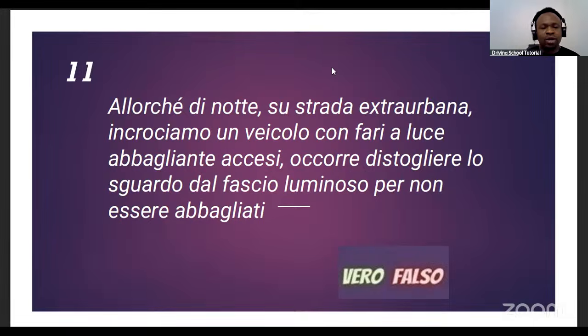It said, Allora che di notte su strada extraurbana incrociamo un veicolo con fari a luce abbagliante accesi. Occorre distogliere lo sguardo dal fascio luminoso per non essere abbagliati. Vero or falso? Is it true or false?